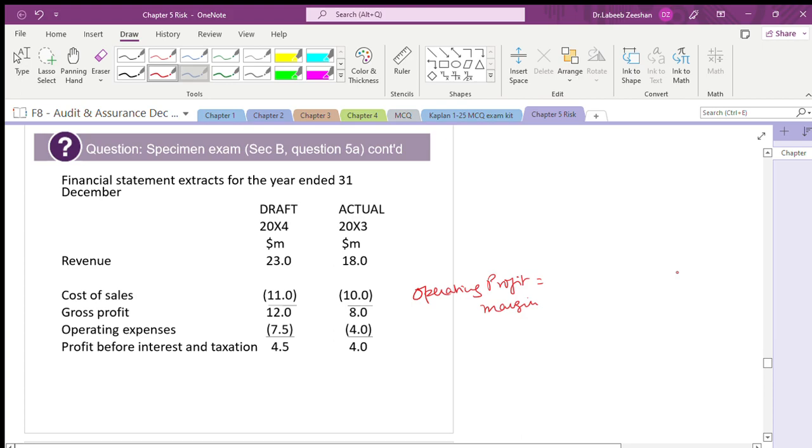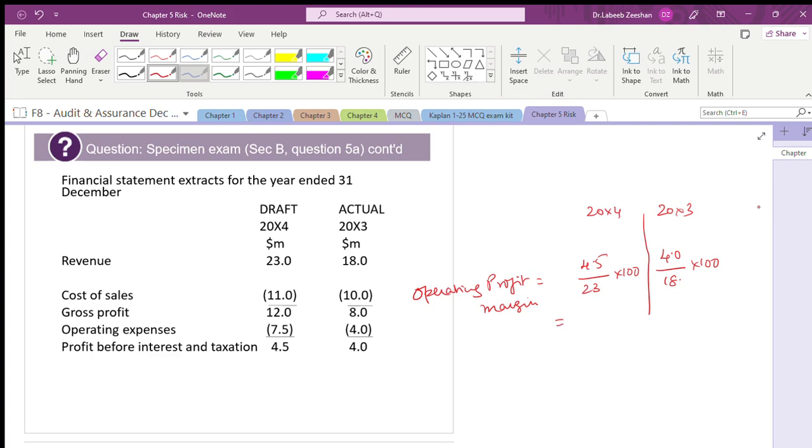You have to do it for two years, 2004 and 2003. What is the operating profit? Operating profit divided by revenue. 4.5 divided by revenue, 23, times 100. Next, tell me fast. What is the answer? 4 divided by 18 times 100. It comes to how much? 19.5. And here it comes to how much?